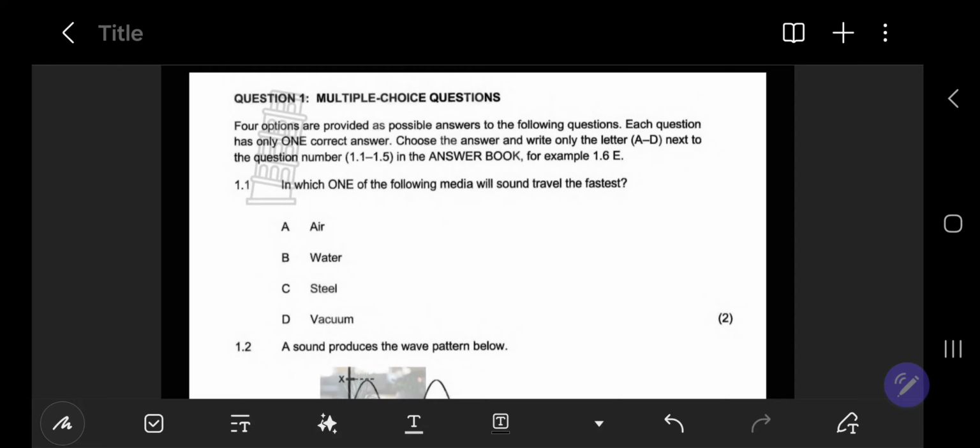1.1 says, in which one of the following media will sound travel the fastest? Now, here's the thing. Sound travels the fastest in solids. So if we look at our options, we have air, water, steel, and a vacuum. So the answer here should be steel.